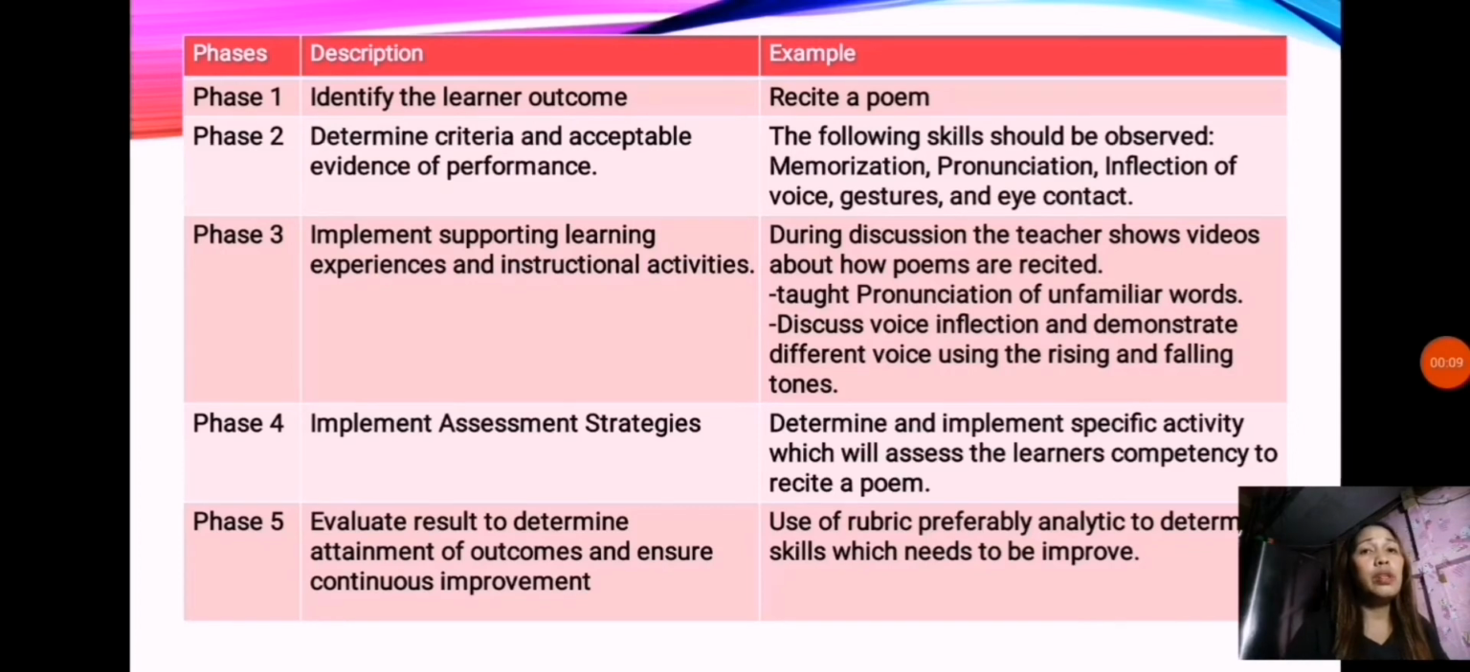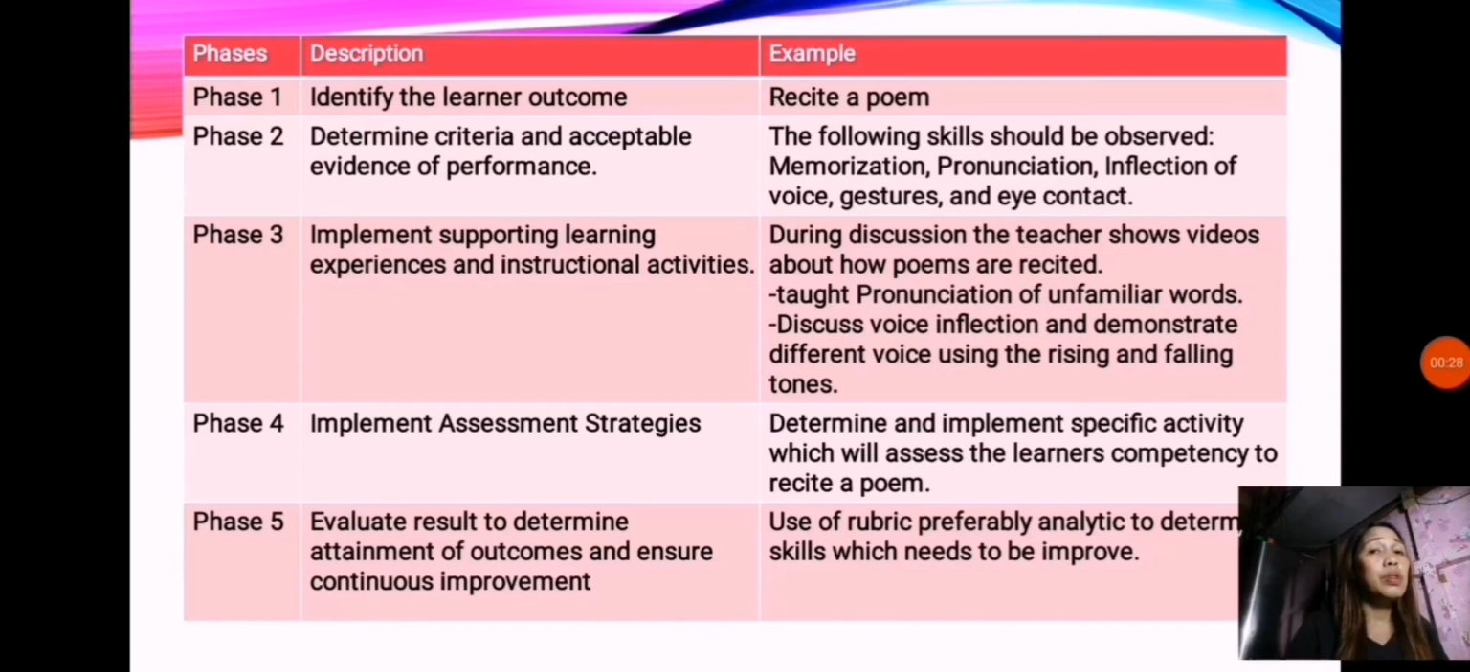So here are the examples of phases of authentic assessment. Phase number 1, identify the learner outcome. Example, recite a poem. In reciting a poem, identify that you want your elementary students, for instance, grade 4 learners, to acquire the competency in reciting a poem. You want them to recite a poem.